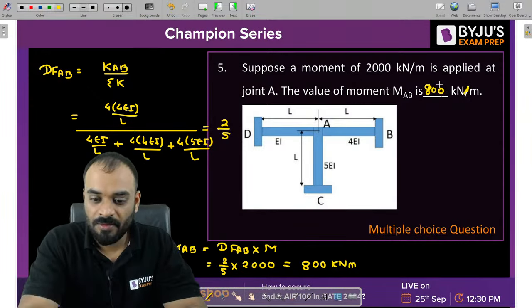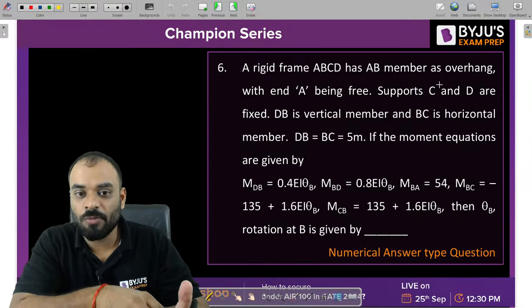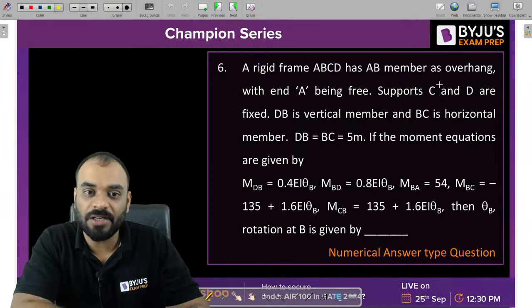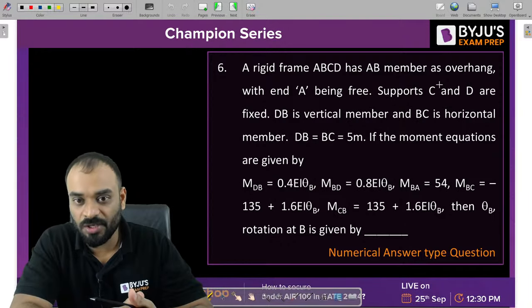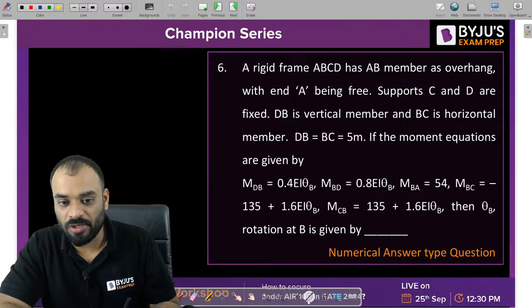Okay. Very nice. Let's move to the next question, which is a numerical answer type problem, and it is related to the slope deflection method. Now guys, what is given in the problem? Let's understand first, then we will solve it.